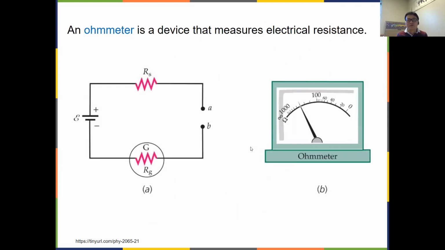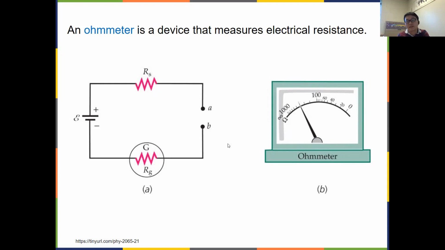An ohmmeter, which is also often used, measures directly the resistance of a particular element. With the ohmmeter, you have the two ends directly clipped to the resistor. Oftentimes you'll see that the ohmmeter reading is in a logarithmic scale, so it starts from 0 and then 10, 100, 1,000, etc.